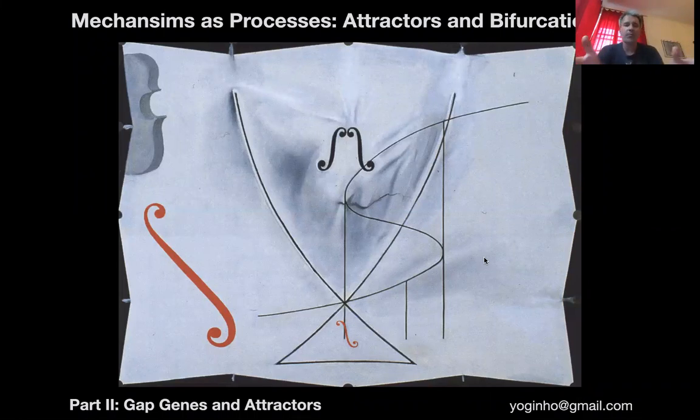This is sort of part two of the last lecture, but also part two of the module about mechanisms as processes and dynamical systems. And here, we're going to take what we've learned from the pendulum about dynamical systems into the world of gene regulatory networks.